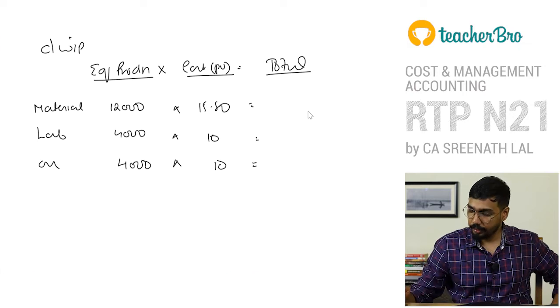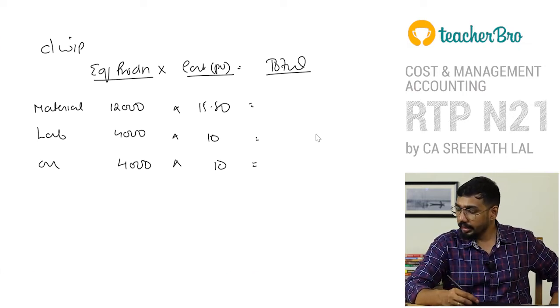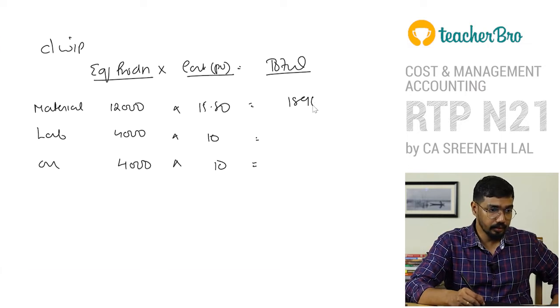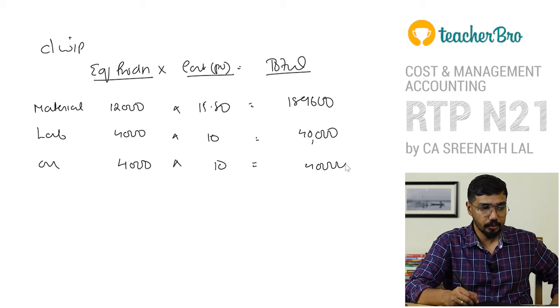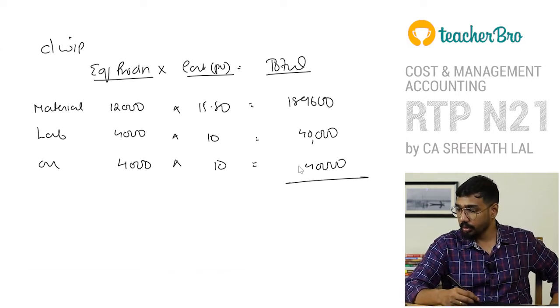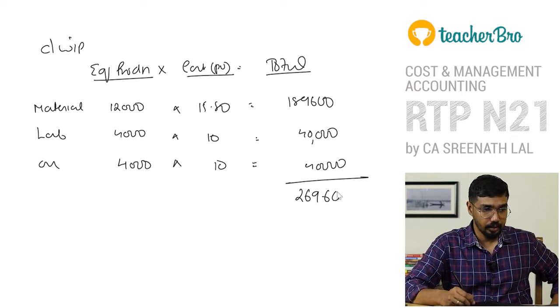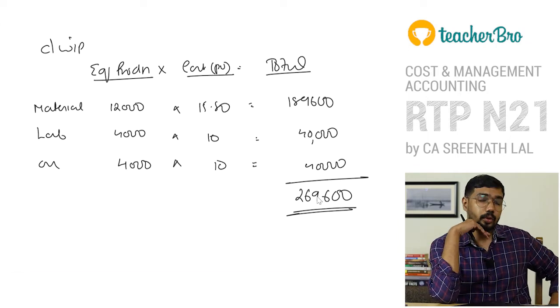So the total will be 12,000 into 15.8, 1,89,600, 40,000, 40,000. The total is 2,69,600. So this is the value of closing WAP.